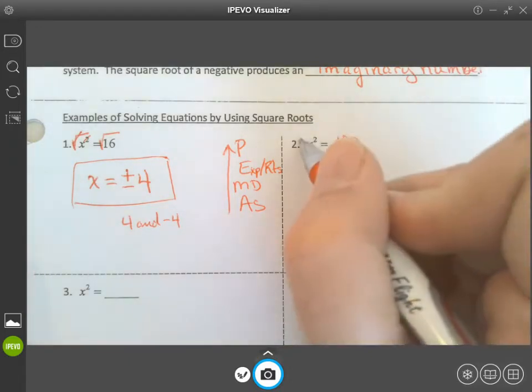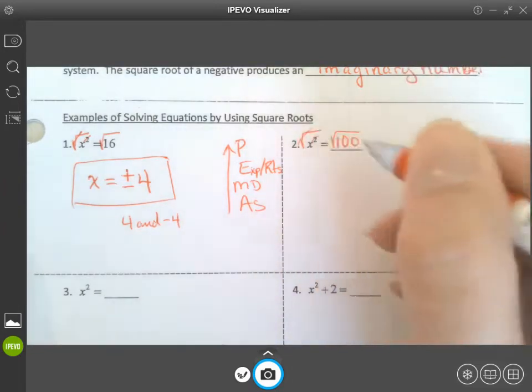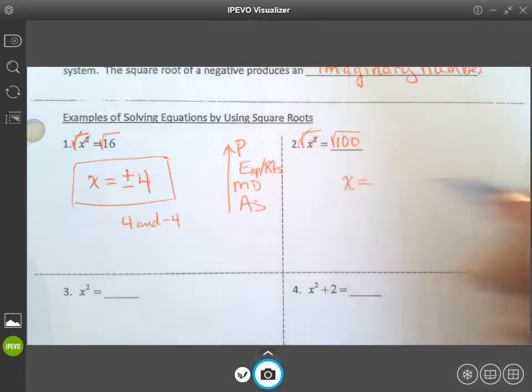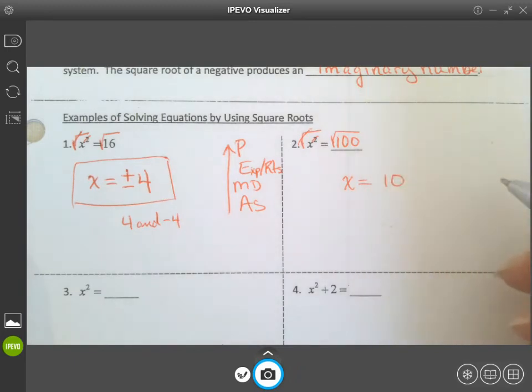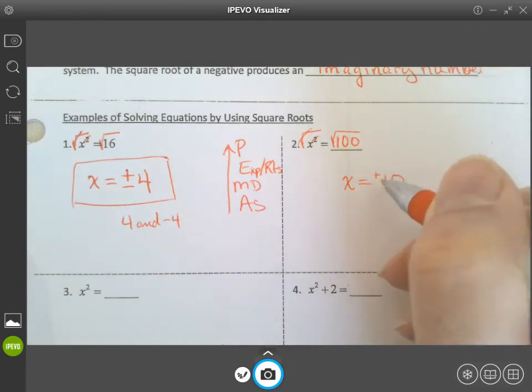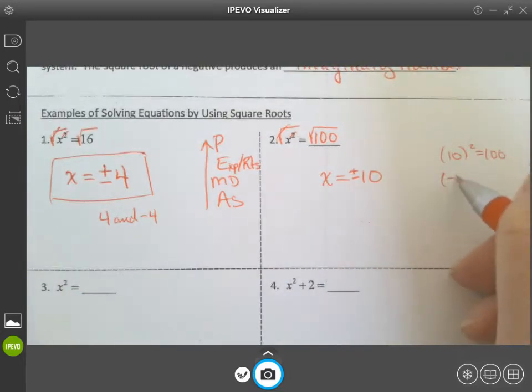Square root it. Now notice the square was isolated, so I could just jump in. This cancels. I get x equals what? Positive 10 or negative 10, right? Shouldn't I have two answers? 10 squared is 100. But isn't negative 10 squared also 100?